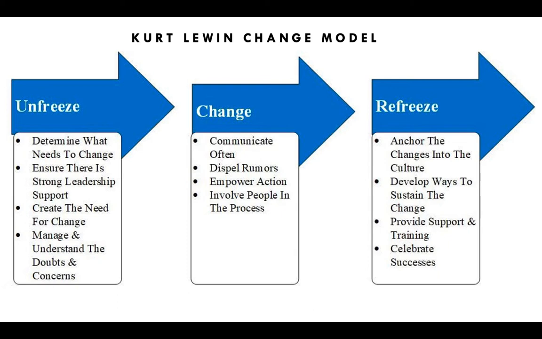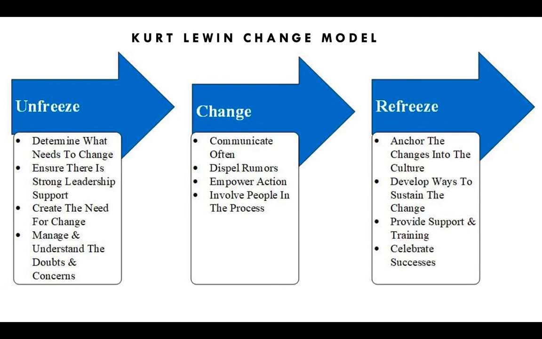Change: communicate with each other, communicate often, communicate repetitively, communicate rightly in the right network. Dispel rumors. Rumors arise because people do not welcome the change. That is the resistance part. The moment resistance is exhibited, rumors are generated. So as a change management planner, I am most vigilant about whether there are any rumors. I should dispel them.